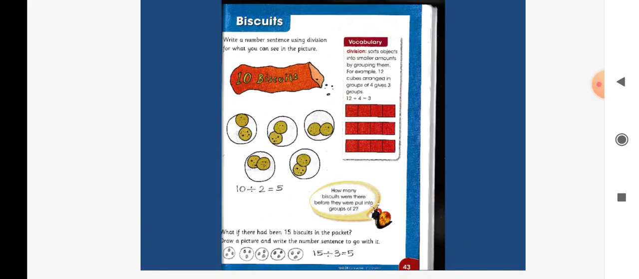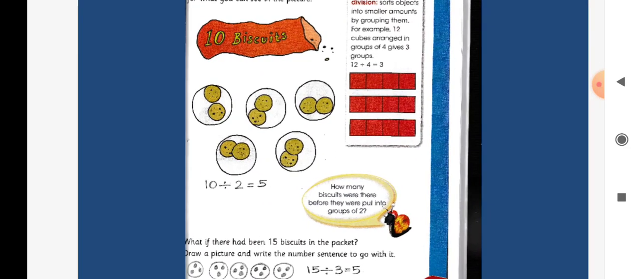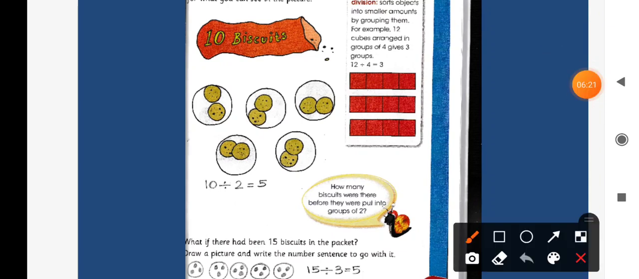Now, another problem is there, that is, what if there had been 15 biscuits in the packet? Draw a picture and write the number statement to go with it. Now here we have to divide 15. See, we are dividing 15. We took 3 for one person, 3 second, 3, 4, here 5. So 1, 2, 3, 4, 5. So 15, we divided 3 and we got how many? 1, 2, 3, 4, 5. So the answer will be 5. So this is the number statement.